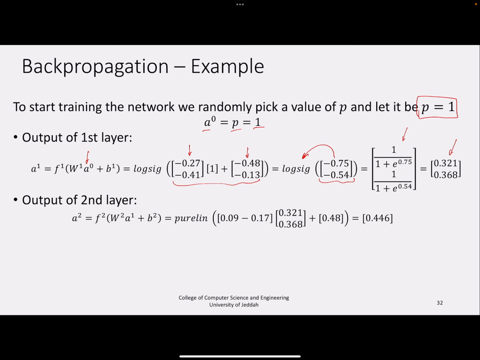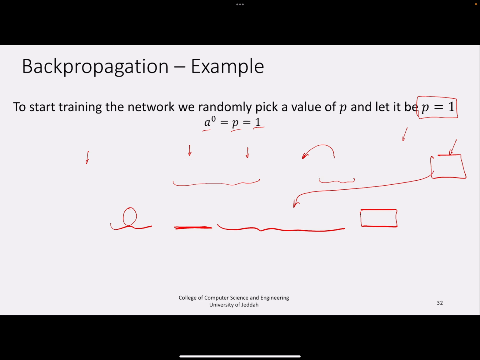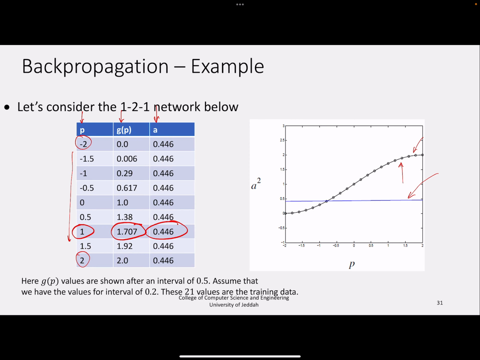These become the input to the second layer, and the second layer uses a pure linear function. You evaluate all of this. You can see these values being plugged in over here as input to the second layer. Do the math and you end up with 0.446. That's where this 0.446 comes from, and you can try out any of these other input values with the weights and biases that we have.